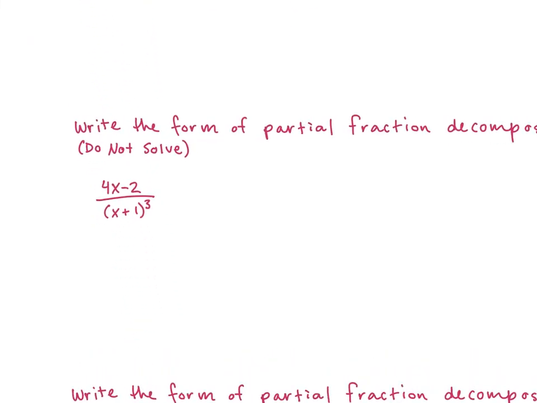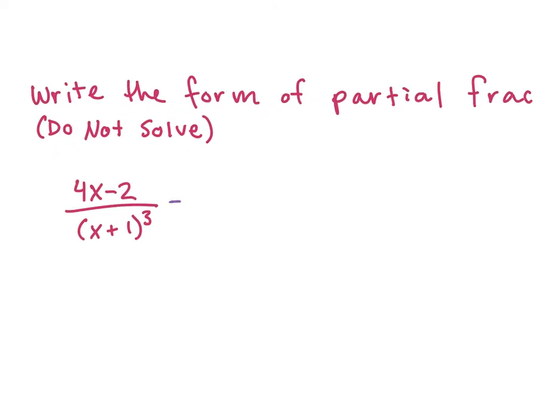Let's look at number 2. So this one's a little bit different because we have x plus 1 cubed. Whenever we have an exponent here, if we have a binomial squared or binomial cubed or to the 4th power, we have to include the binomial for every exponent leading up to it. So we have to have x plus 1 to the 1st power, and then x plus 1 squared, and then x plus 1 cubed.